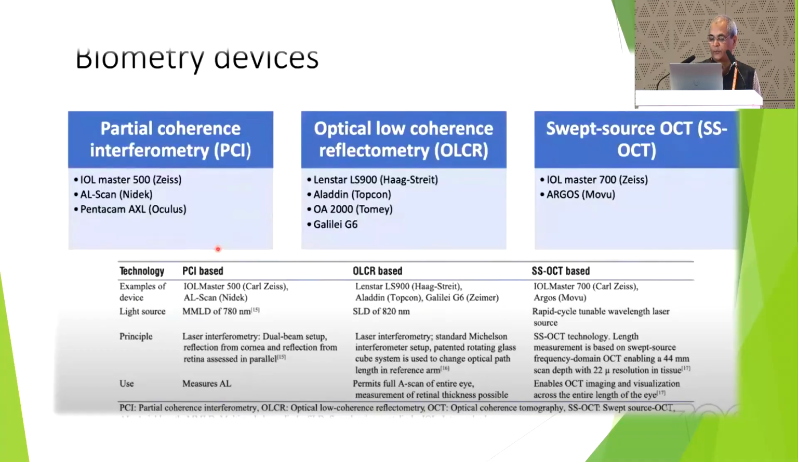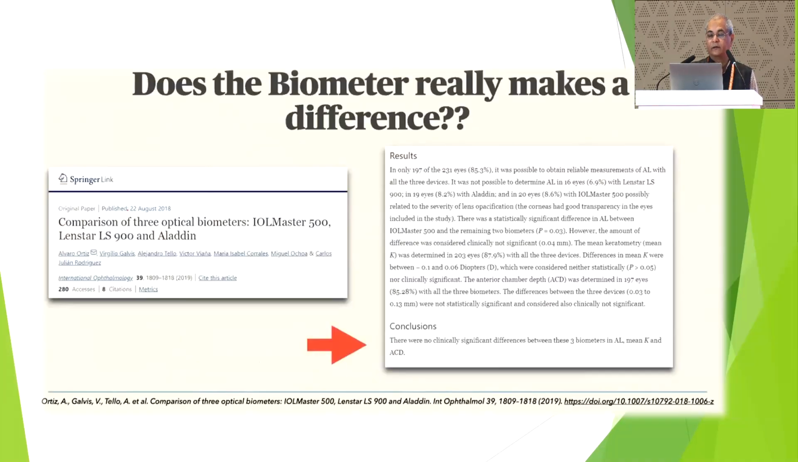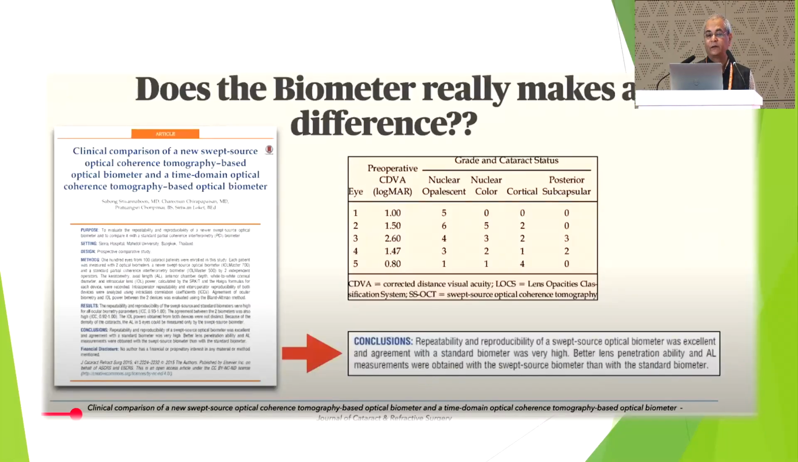There are three types of optical biometers we have, and this study shows that there is no clinically significant difference between the three biometers. So all are good, but if you see this, the repeatability and reproducibility of the swept source optical biometer was excellent, and agreement with the standard biometer was very high. Better lens penetration ability, and the IOL measurement and axial length measurement were obtained with the swept source biometer compared with the standard biometer. Now the cost factor is very important.